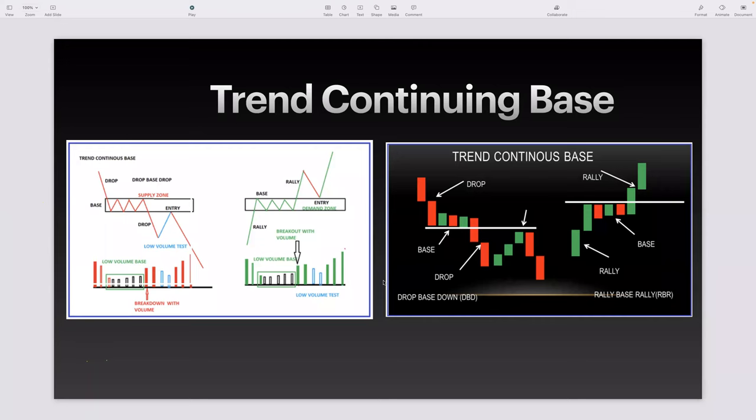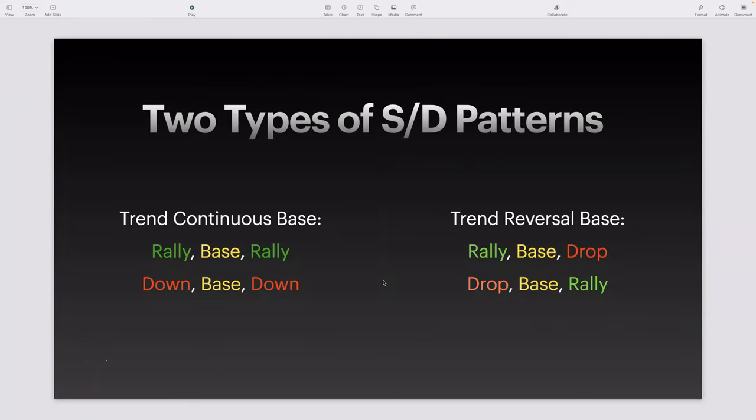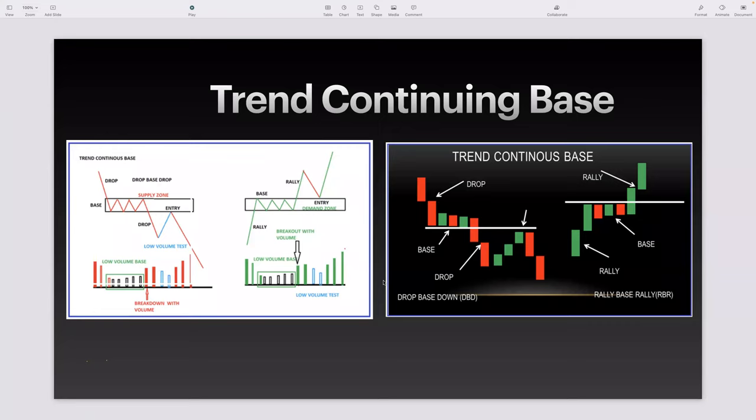And again, we're looking at the two different types of supply and demand patterns that we can see when the price moves back and forth on the chart. One example is a trend continuation base, where if the initial move is a drop, we'll see a drop, base, drop. If the initial move was a rally, we'll see a rally, base, rally. Downtrend, base, downtrend; uptrend, base, uptrend, right? The time frame doesn't matter because all the time frames are on the same chart, no matter if you're on the daily or on your 5 minutes, it's the same chart.